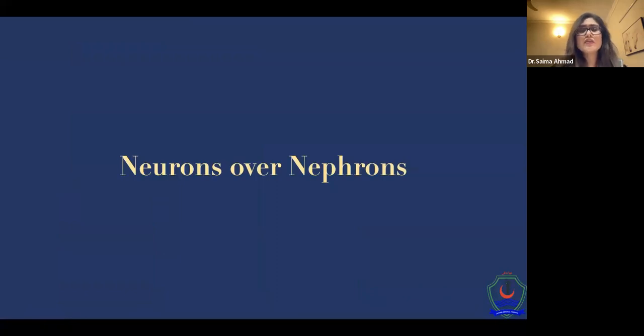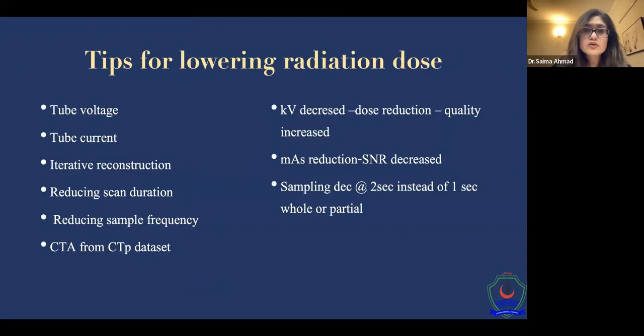Next, there is a famous and very commonly asked question about kidney function tests. Kidney function tests are not important. You should do your imaging, your CTA, your CTP, your non-contrast CT, and after deciding on your endovascular therapy, then you can look at the RFTs, because neurons are more important, nephrons are not that important. Now, there are a few tips by which you can lower your radiation dose, and you should know them, apply them, and improve your imaging by working on these.